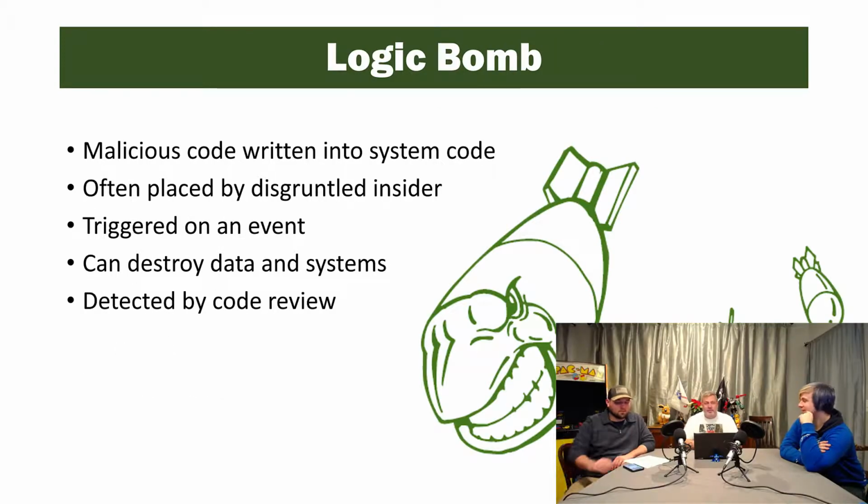Next one, let's talk about logic bombs. Logic bombs are generally revenge tools. It's malicious code written into a system, often placed by a disgruntled insider, so usually somebody inside the system. It's triggered on an event, time code, or date. When we look at some of these guys, sometimes they think they are better at what they do than they actually are, or they're worried about getting fired. They know they're going to quit, so they'll say, I'm quitting on the 10th, this is going to go off on the 11th. They can destroy data or systems. They can normally be detected if you do code review of your systems.